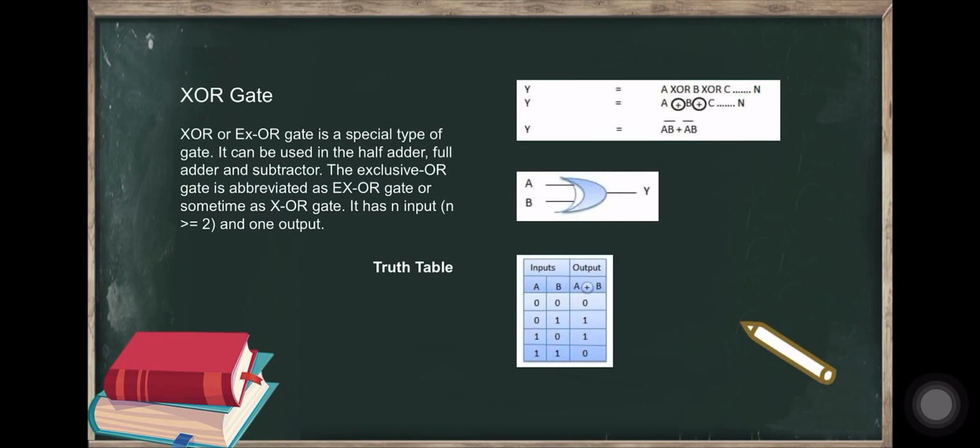XOR gate. The XOR gate is a special type of gate. It can be used in the half adder, full adder, and subtractor. The exclusive OR gate is abbreviated as XOR gate. It has two or more inputs and one output. The equation is Y equals A XOR B XOR C.